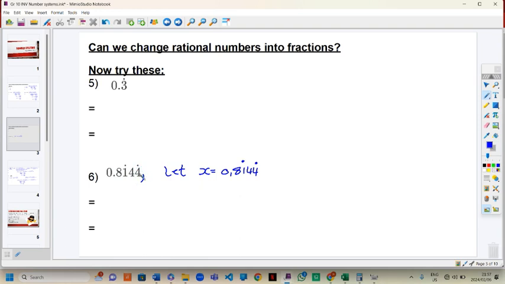Okay, so if I send that comma to the back there, what's going to happen? What am I multiplying by? 1, 2, 3, 4 zeros. Good. Okay, so I've got 10,000x. And if I move that comma to the back, what's going to happen? We've got 8144, comma.